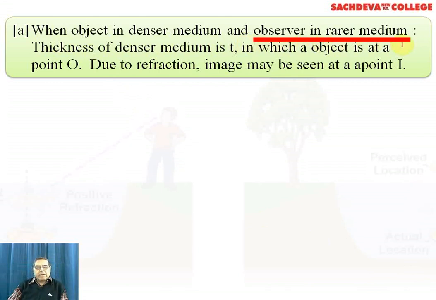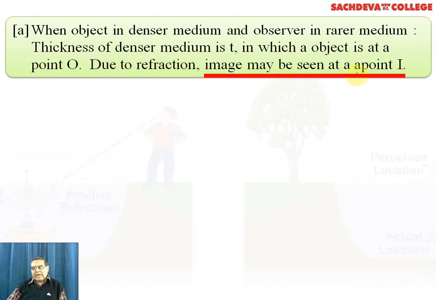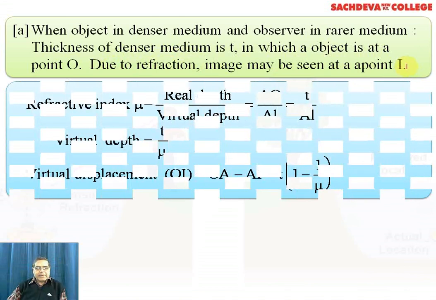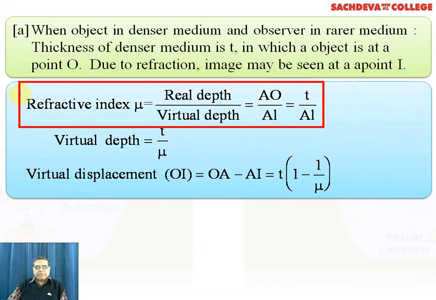When the object is in a denser medium and the observer in a rarer medium, the thickness of the denser medium is T, in which the object is at point O. Due to refraction, the image may be seen at point I. So it is a case of real depth and apparent depth. The refractive index is given as real depth over virtual depth.